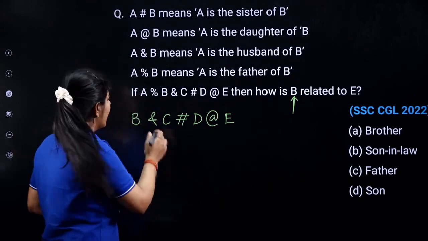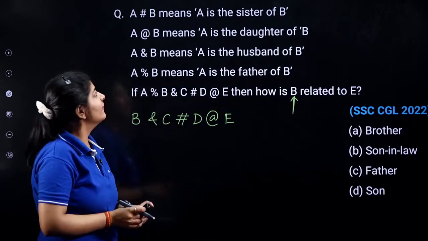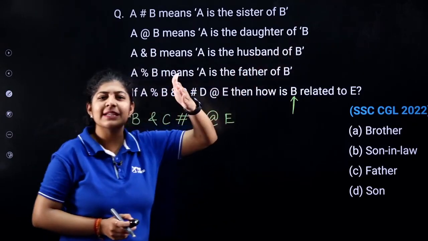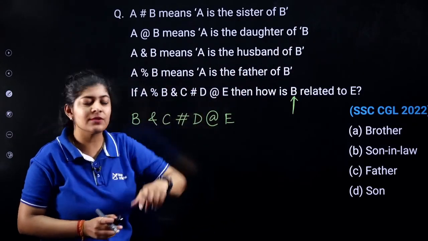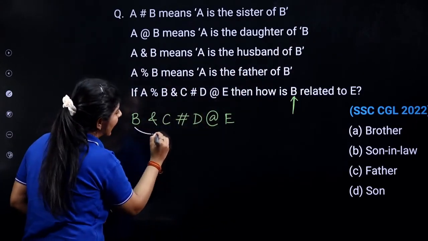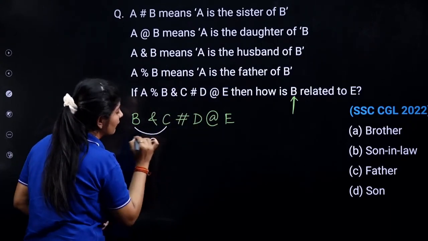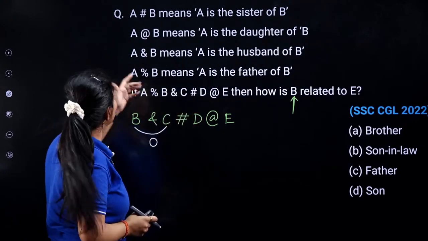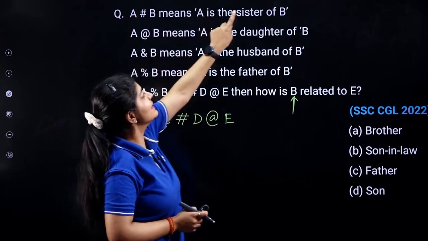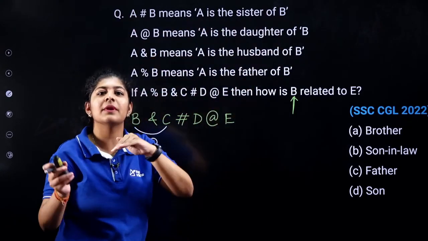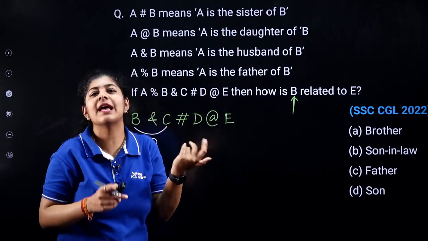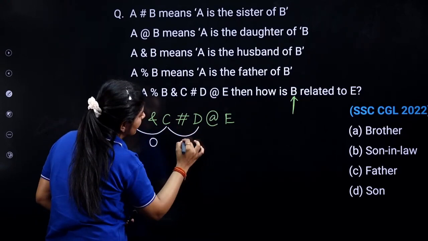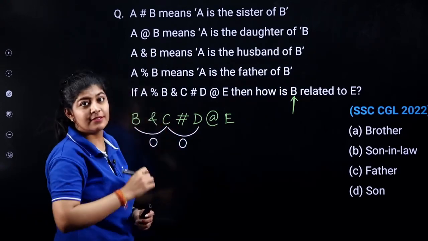So let's see. Here, B and C, where is 'and'? Over here. A is husband of B. That means husband and wife lie in the same generation, so the generation gap between these two entities is 0. C hash D, where is hash? Over here. A is sister of B. Again, sister and brother lie in the same generation level, so again the generation gap between these two entities is 0.